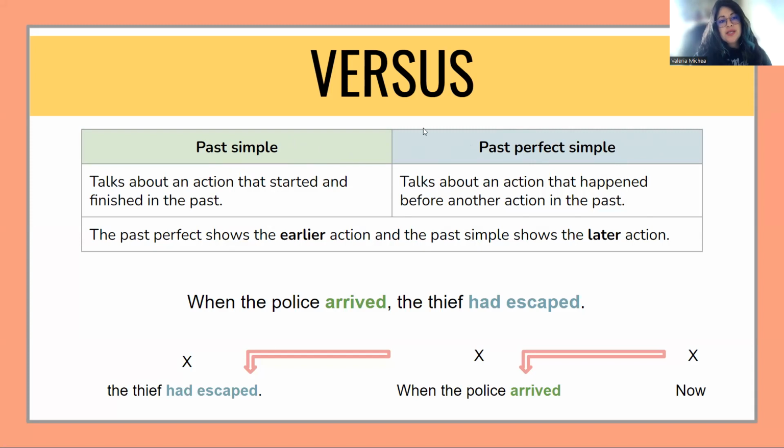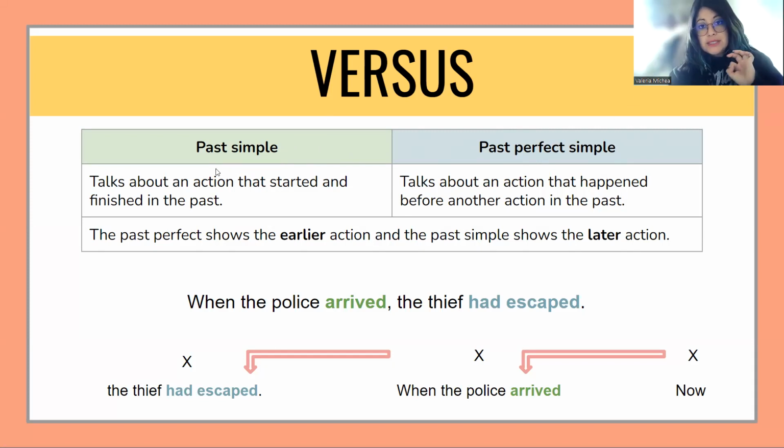Let's remember the past simple. The past simple talks about an action that started and finished in the past. It's over. It's not going on anymore. And that's the key for using the past simple. It's over. Whereas the past perfect simple talks about an action that happened before another action in the past. That's the main difference. Past simple, completed action, it's over.